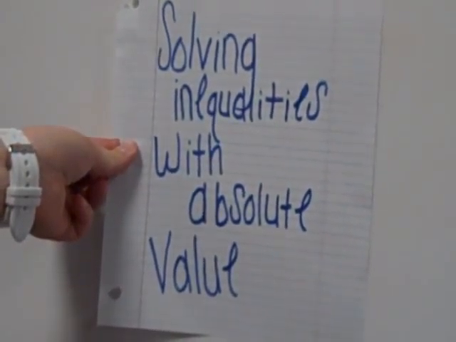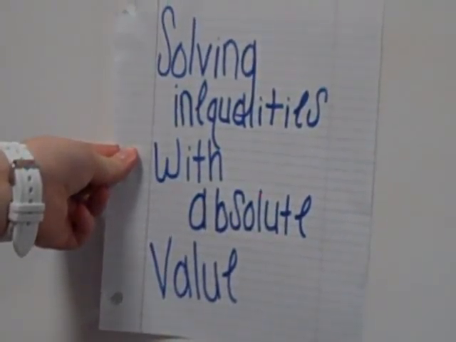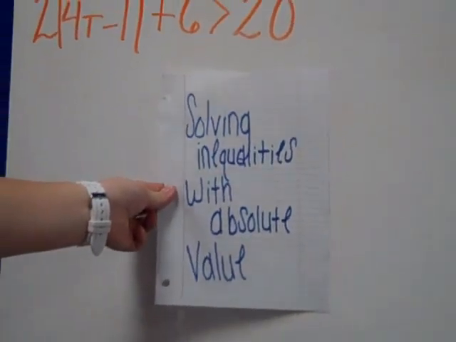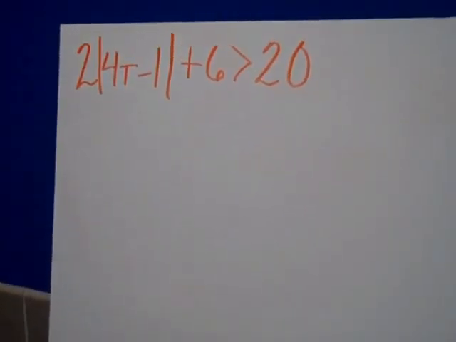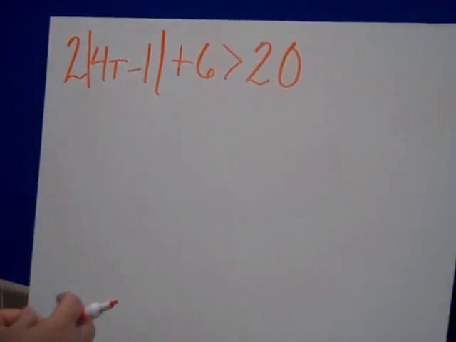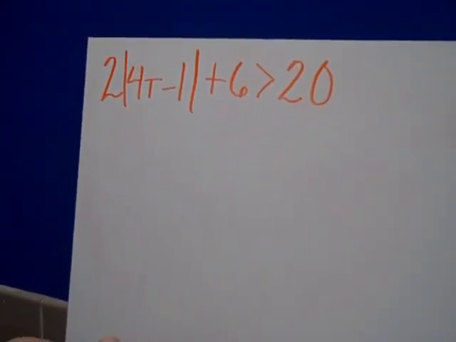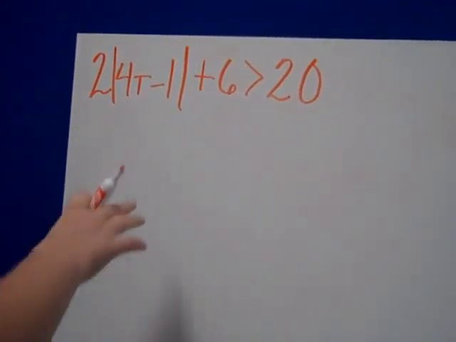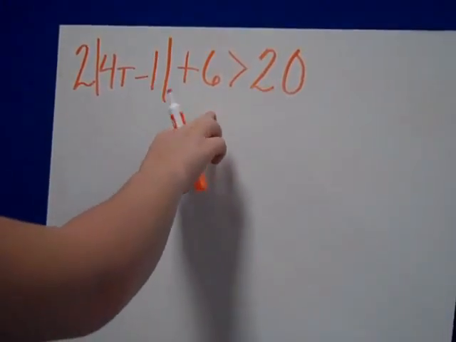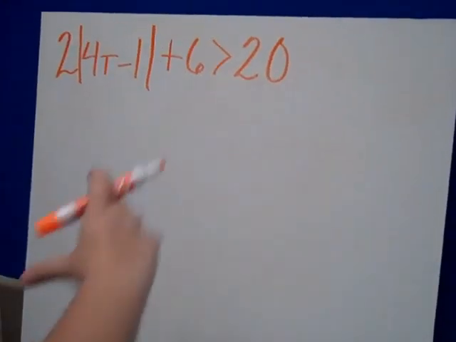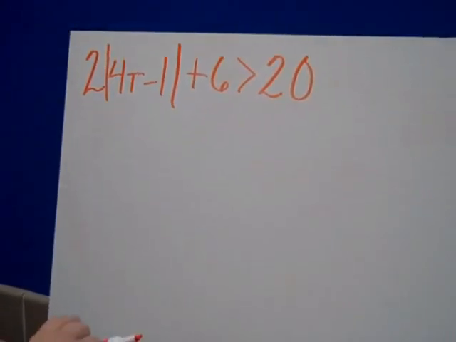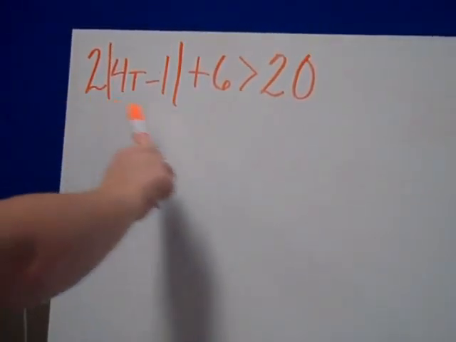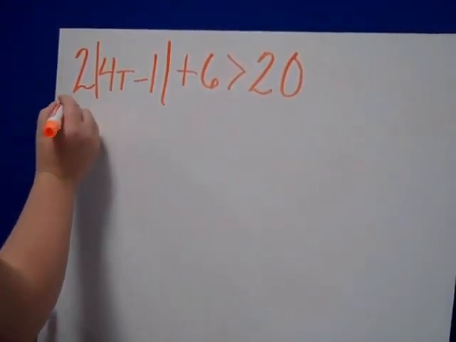Okay, so my problem is solving inequalities with the absolute value. Now, my problem is 2 absolute value of 4t minus 1, plus 6 is greater than 20. So to be able to solve this problem, first you need to get rid of the 2 and the 6. And to do that, you would divide by 2 on both sides.